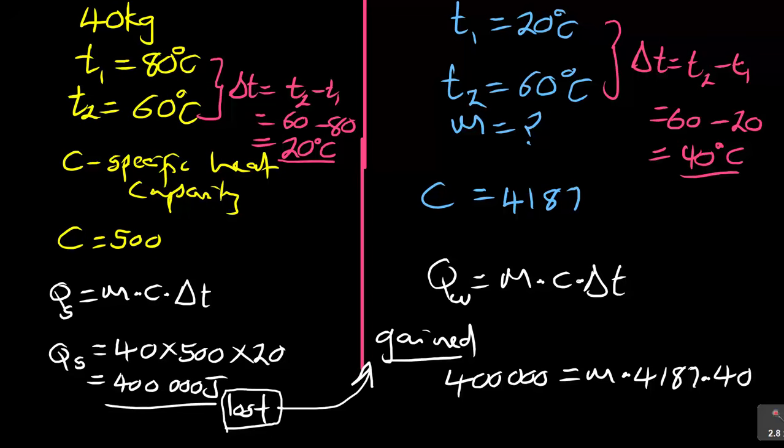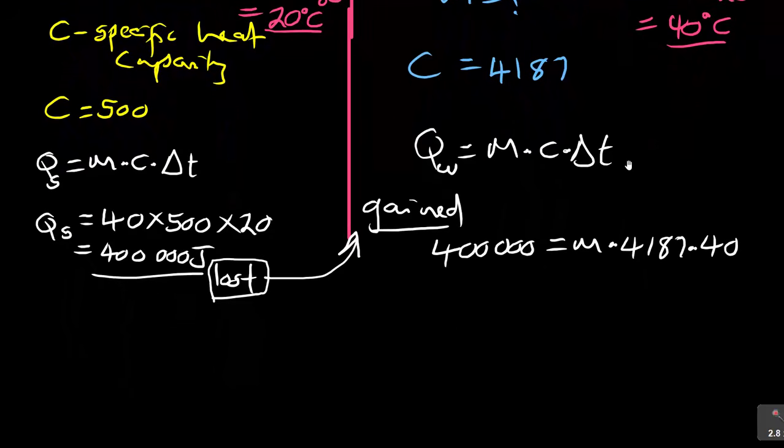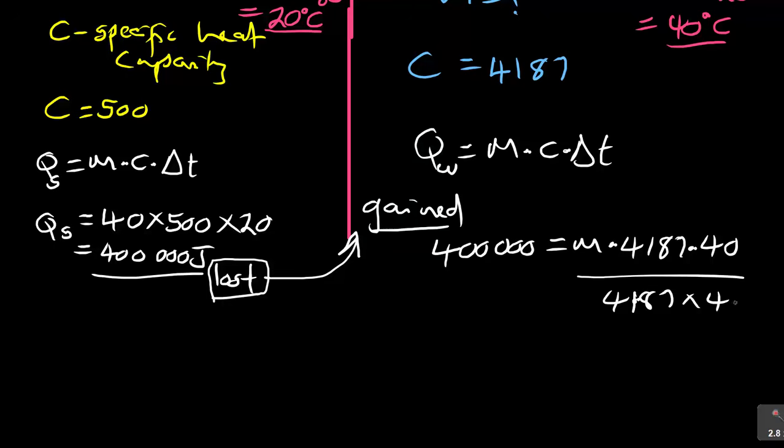Now it's up to you how you solve the equation. And in maths, I think you know that whenever we want to find M, we have to divide by what we don't want, which is 4187 times 40, so that the 40 cancels and the 4187 cancels. But what you do on the left you do on the right: 4187 times 40.